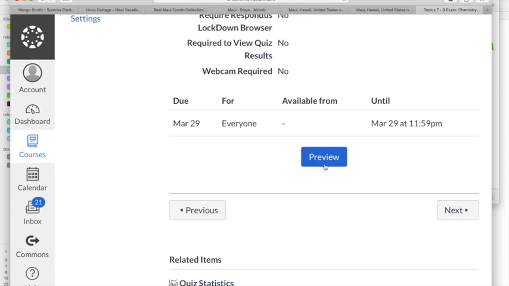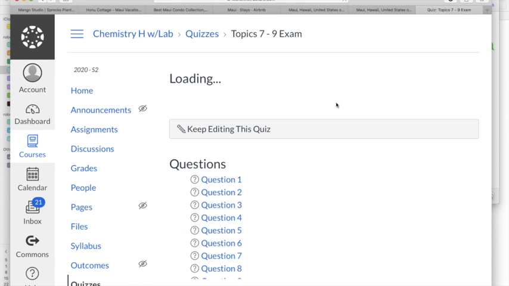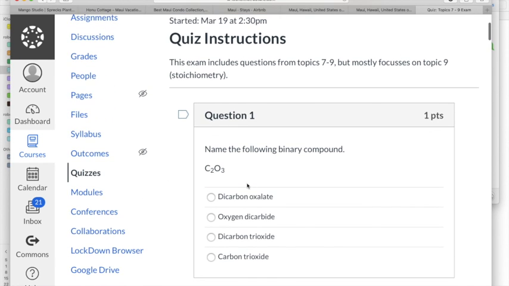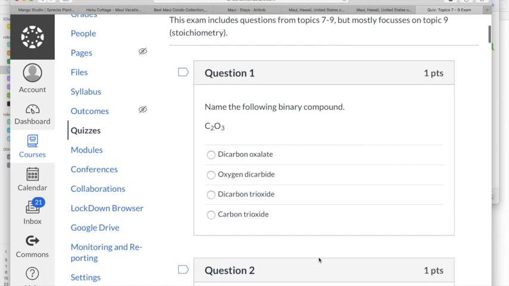So I'll go ahead and run through this bad boy with you guys. You guys can correct yourself as I do this. So it says here, name the following binary compounds. This is going back to topic 6 and 7, just naming things, non-metals. So they are going to be the non-metal naming scheme. They're covalently bonded. So dicarbon trioxide is right there.